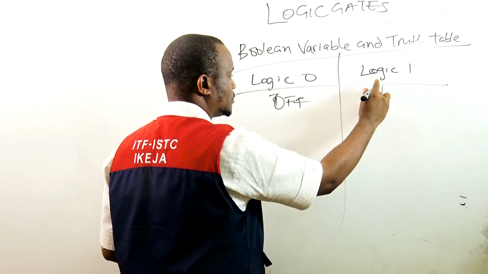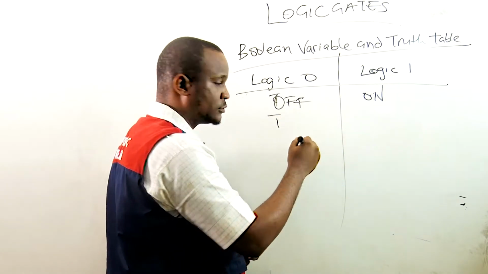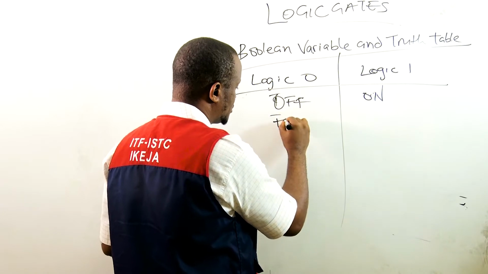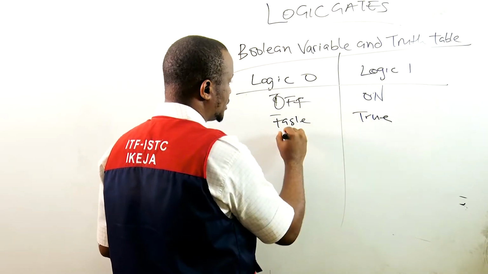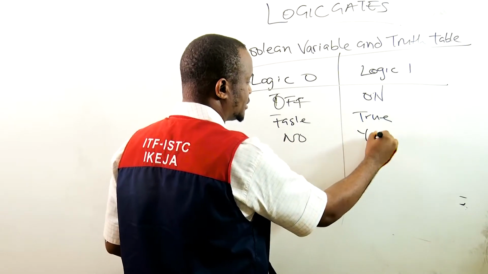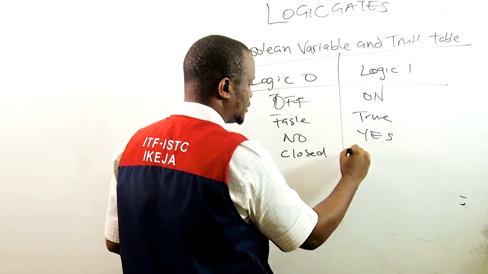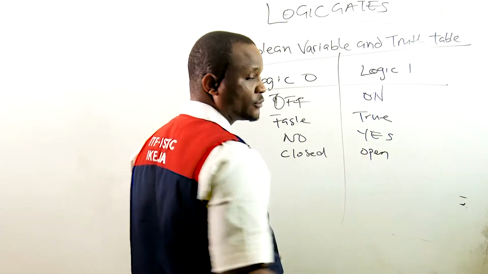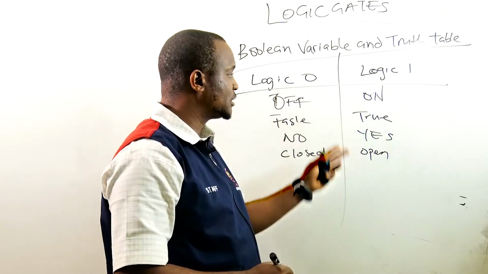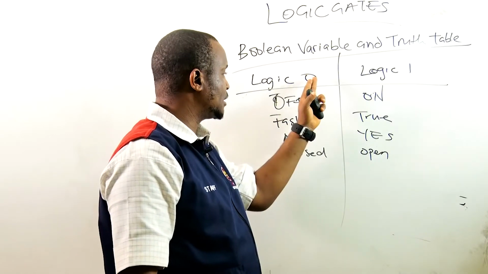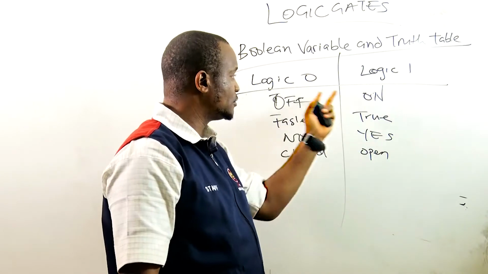We have this could be true or false. This is false, and this is true. This is no, this is yes. This could be closed, and this is open, and so on and so forth. These are what we mean by different logic levels. So we don't see them as actually number 0 and number 1. It means logic 0 and logic 1.